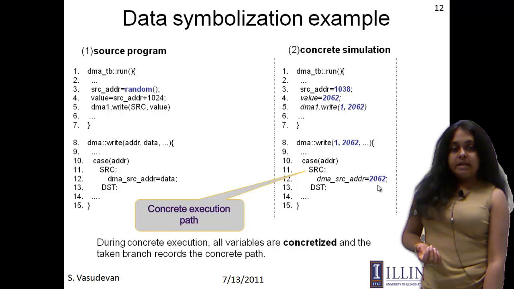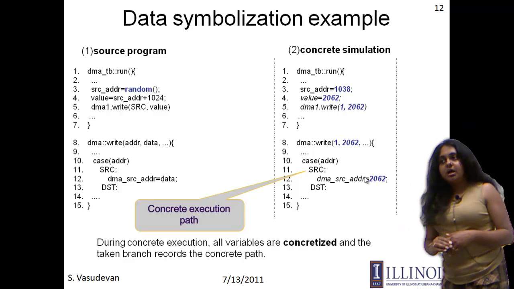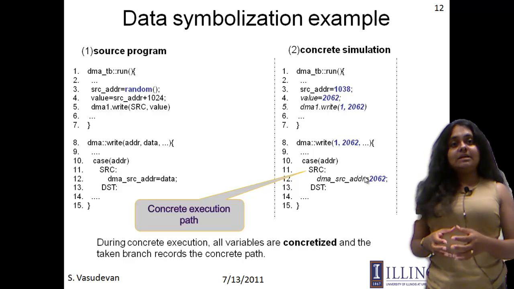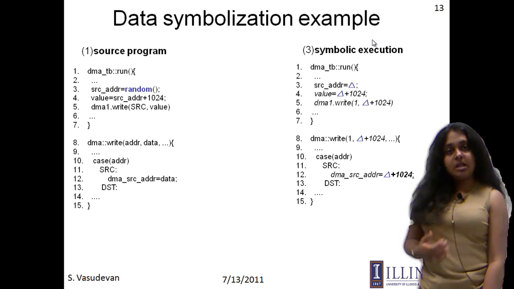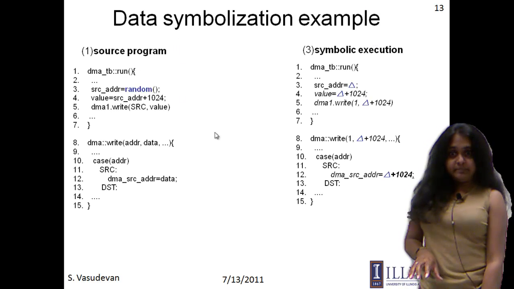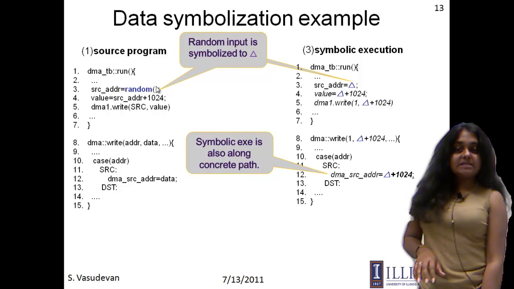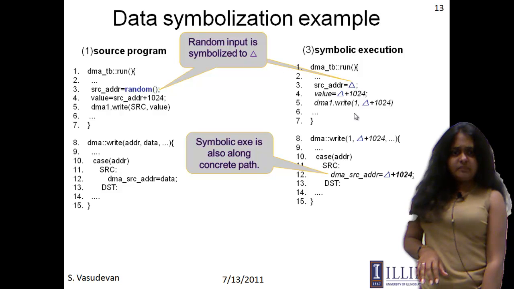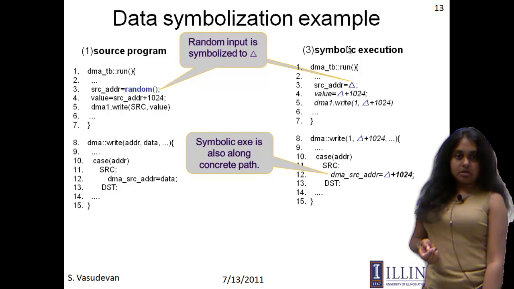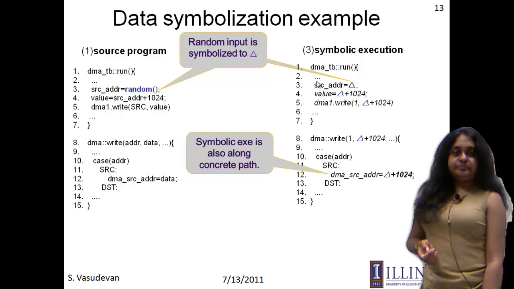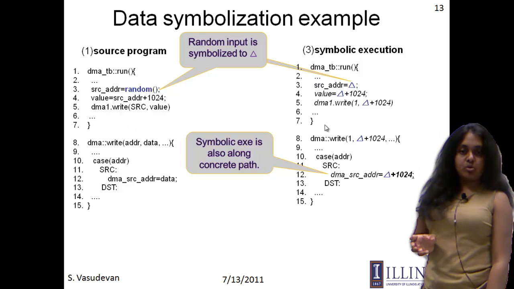Okay, now in order to prevent explicit assertions for every concrete path taken, we try to get a symbolic execution of the same source program. What the symbolic execution achieves is that this random number generator, or the random input, is symbolized to some delta. Once that is done, the same delta is propagated through symbolic propagation. We propagate delta throughout the execution, or we symbolically execute this code basically.